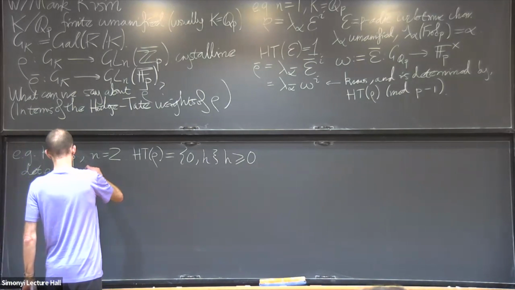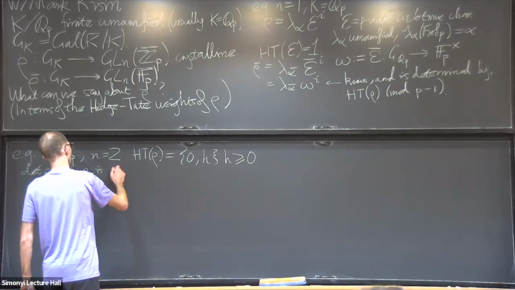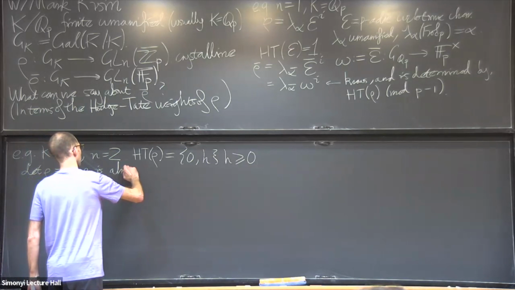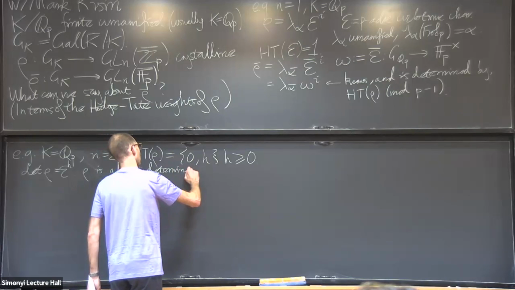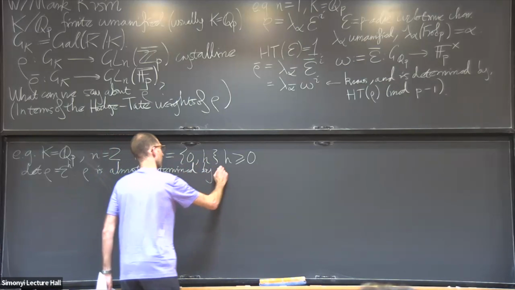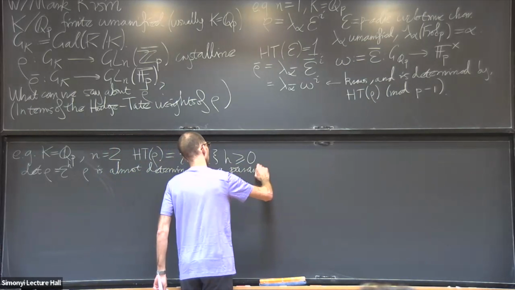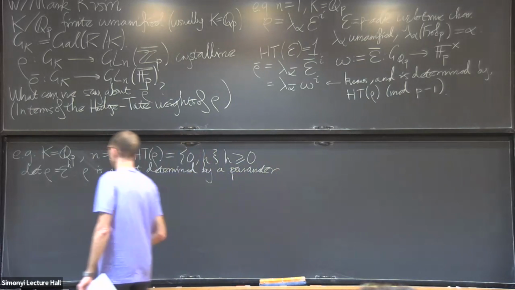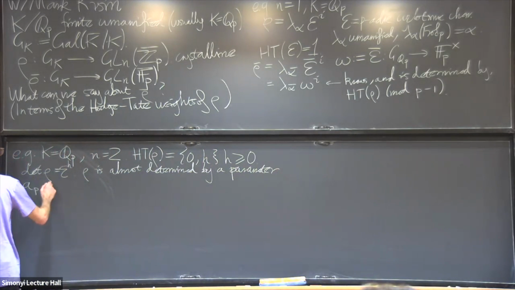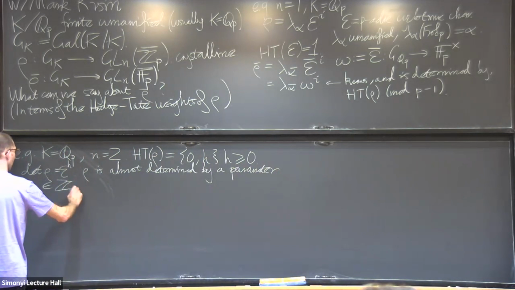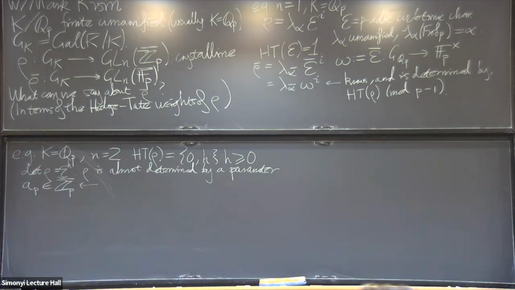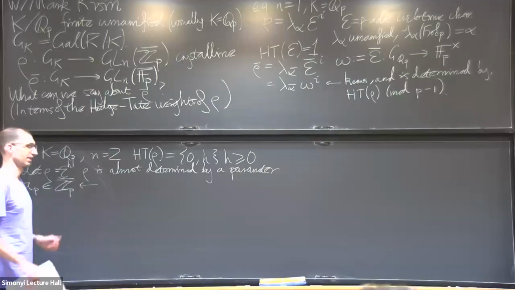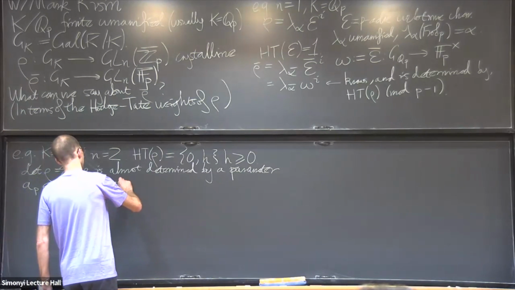Well, slightly careful, rho is almost determined by a parameter which I will call a_p bar. And what is this parameter? If you know the classification of crystalline representations in terms of weakly admissible modules, this is the trace of the Frobenius on the module. This is the trace of the crystalline Frobenius.